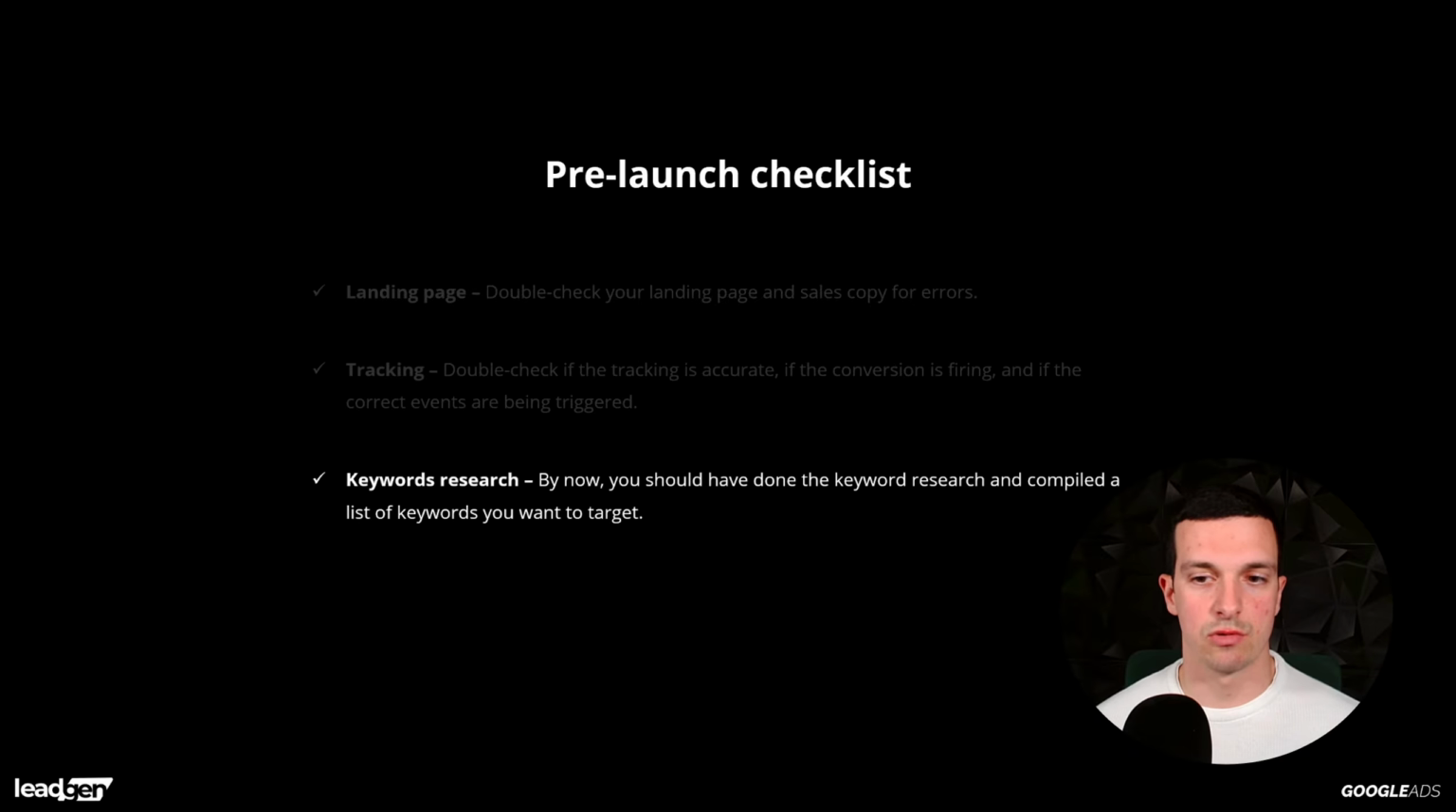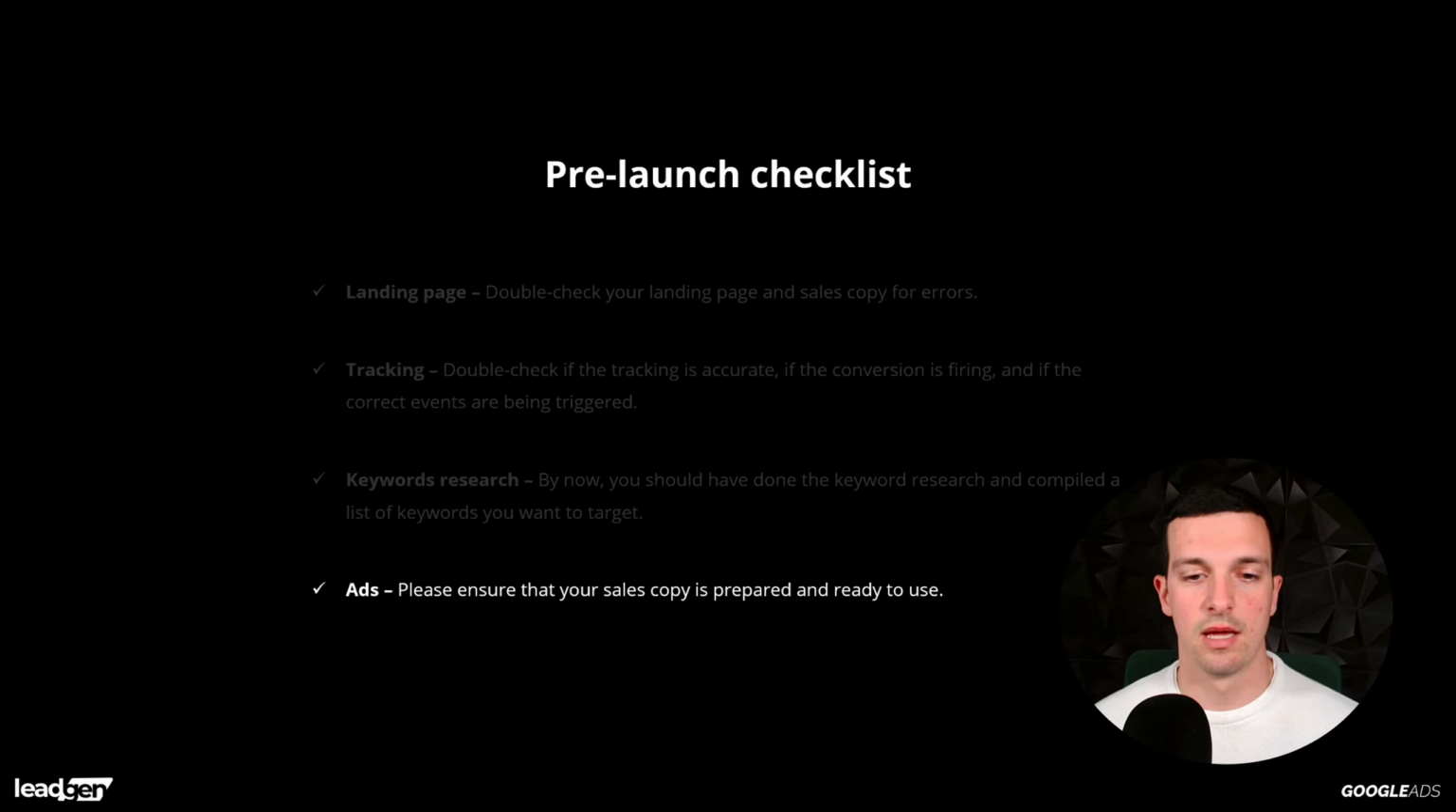Keyword research. By now you should have done the keyword research and compiled a list of keywords you want to target. You've done the campaign structure as well. So you have a feeling, because in the previous lesson you went through everything and prepared for this lesson. So you know what's going to be the campaign, the ad groups, the keywords, and you've got the ads ready. Please ensure that your sales copy is prepared and ready to use. So if you finished everything in the last lesson, then you're prepared to do this lesson and launch the Google search campaigns.